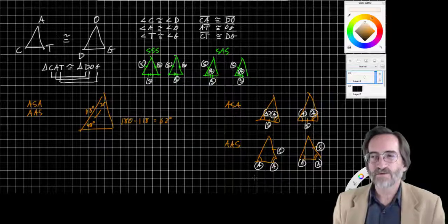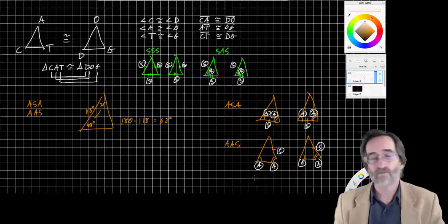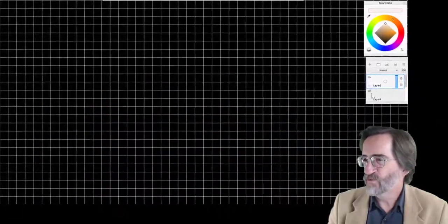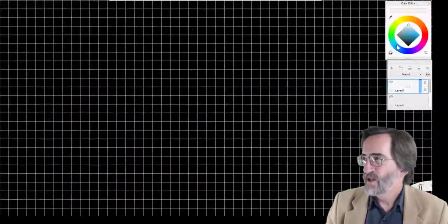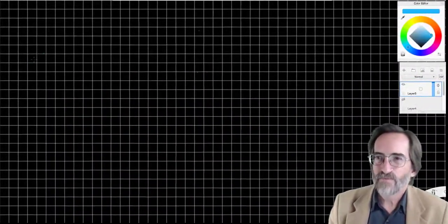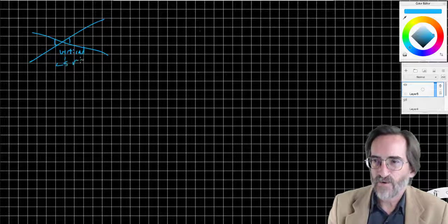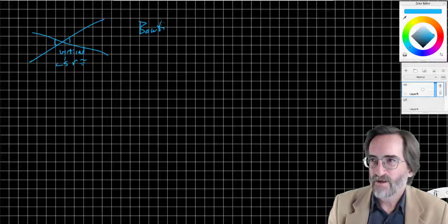Okay, now let's use this to do a proof, because that's really what this is all about. Shortcuts to proving triangles are congruent. Remember a couple of rules. The bow tie. Vertical angles are congruent. Vertical angles are congruent. I call it the bow tie because it looks like a bow tie.